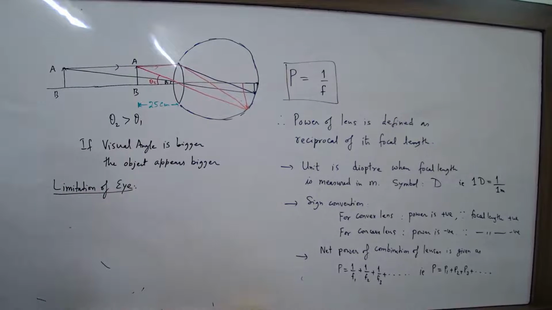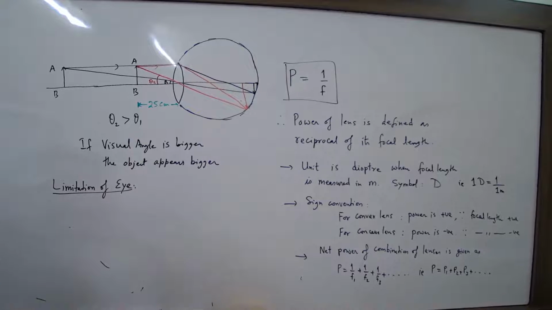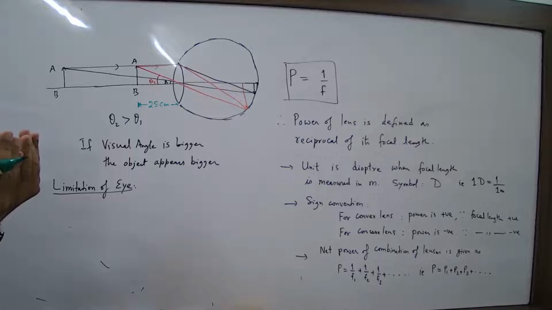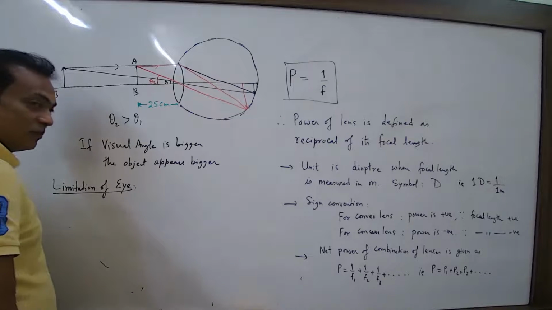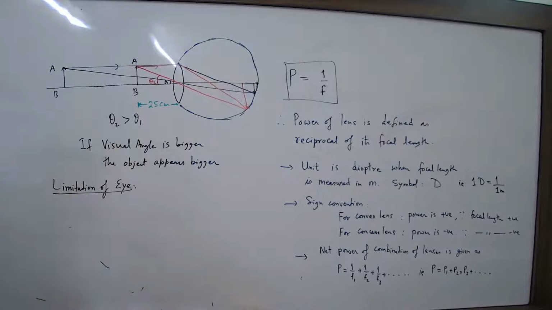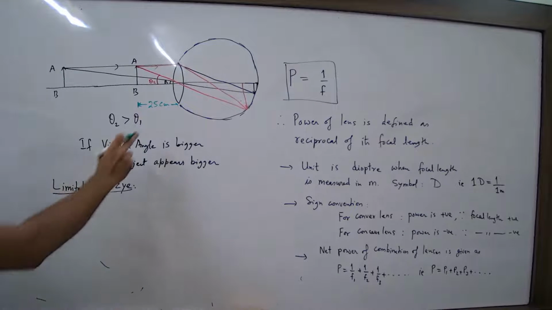Any normal eye cannot see the object clearly when it is brought closer than 25 centimeters. So you don't bring the mirror very close, right? At a distance only you see it clearly, right? Do you just go and stick yourself to the mirror? No, right? You go back, isn't it? It's because of this.